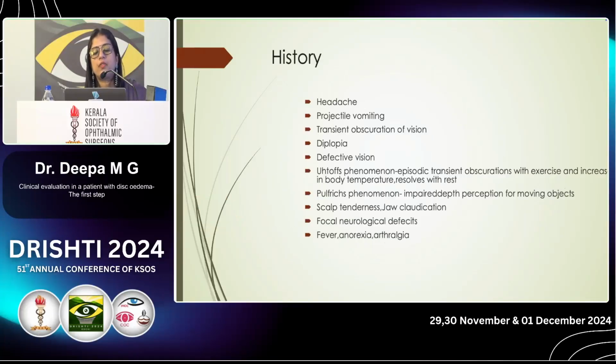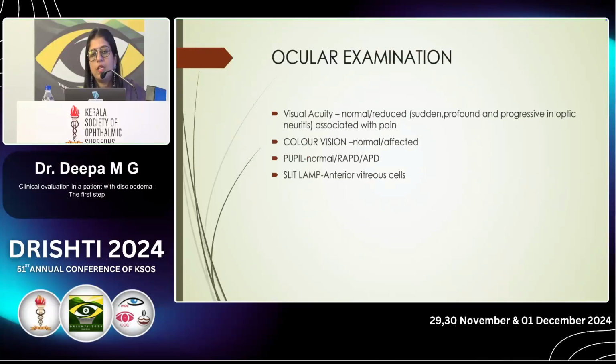So starting with history, we should ask for headache, projectile vomiting, transient obscuration of vision, diplopia, defective vision, Uthoff's and Pulfrich's phenomenon, which is usually seen associated with optic neuritis, scalp tenderness, jaw claudication, usually seen in AION, focal neurological deficits, fever, anorexia, arthralgia.